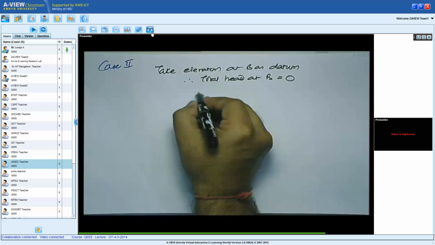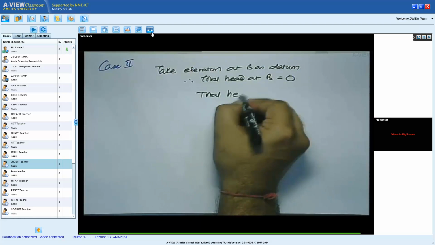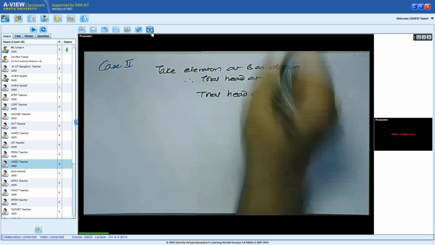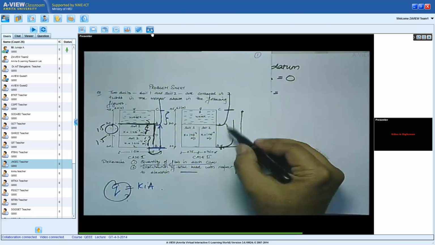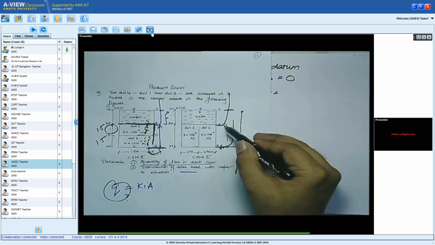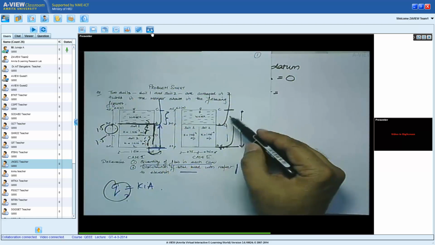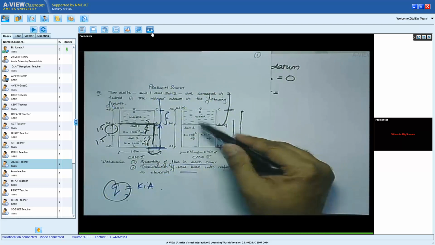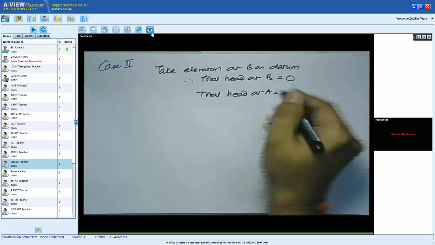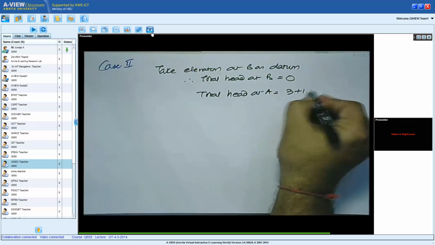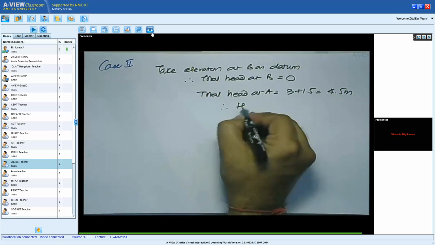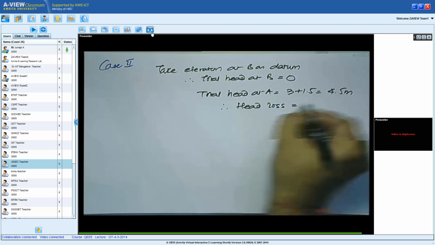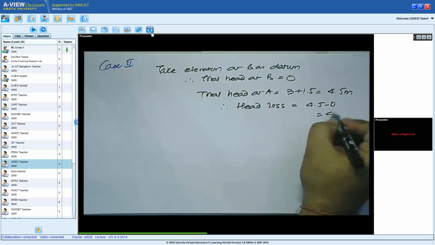What about total head at A? Let me bring back the figure. Total head at A equals the elevation head, which is this whole thing, 3 meters, plus the pressure head, which is this whole thing, 1.5 meter. So can I say total head at A is 3 plus 1.5 equals 4.5 meter. Therefore, head loss equals 4.5 minus 0, it's 4.5 meter.